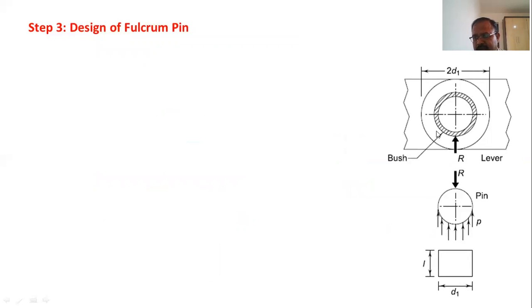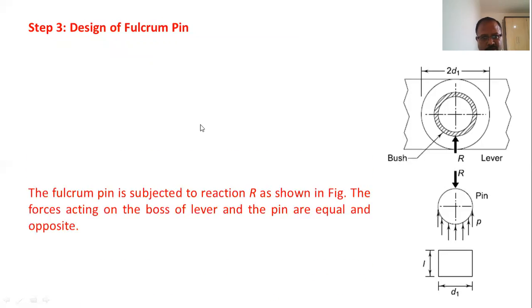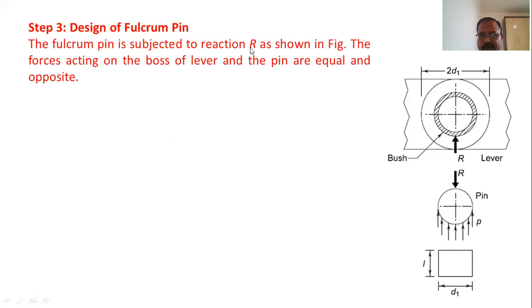This is the fulcrum pin. Now generally the fulcrum pin is located inside a brass bush, right? This is the inside diameter of the pin, that is D1. If we consider a bush of 3 or 4 or 5 mm, then this will be the enlarged diameter, and this will be the diameter of the boss, that will be twice D1. Now the pin and the bush have relative motion between them, and therefore the design criterion will be bearing pressure. So the fulcrum pin is subjected to reaction R.